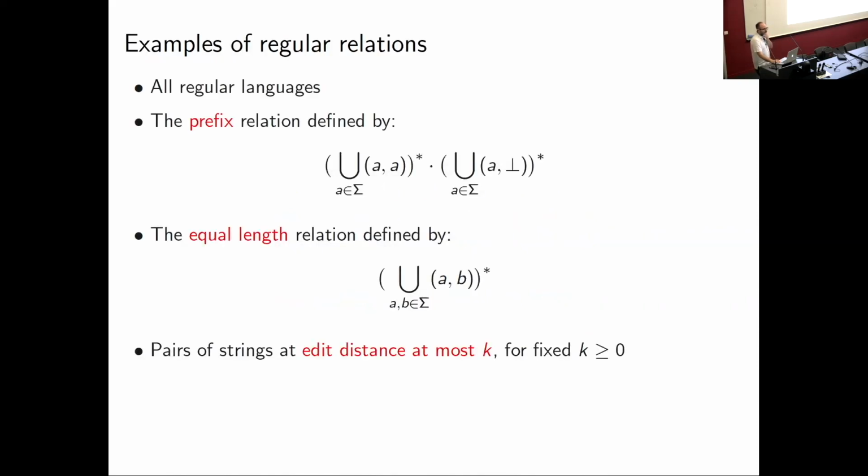So what are examples of regular relations? Well, all regular languages are regular relations of arity 1. But the prefix relation is also a regular relation. Why is it a regular relation? Because the only thing that we have to check is that we see the same symbol in both words until one of the words starts showing the symbol bottom. So we can read in parallel. If both words have the same symbol, we keep moving until one of the words finishes. Yeah? And then we say that one is a prefix of the other.